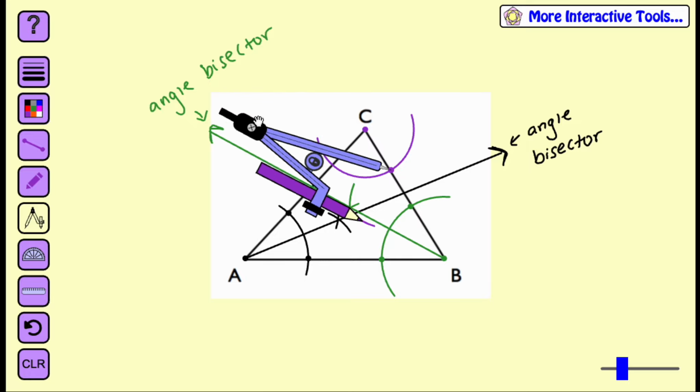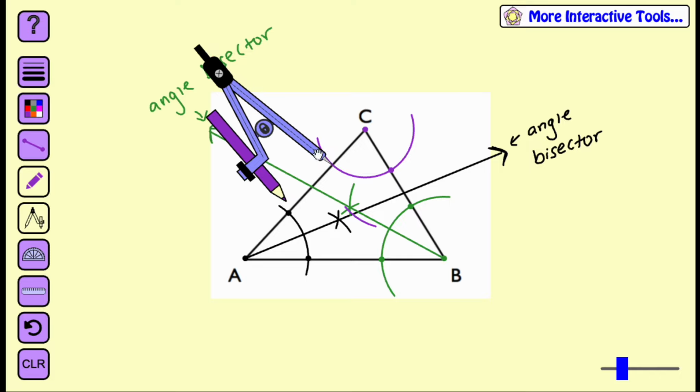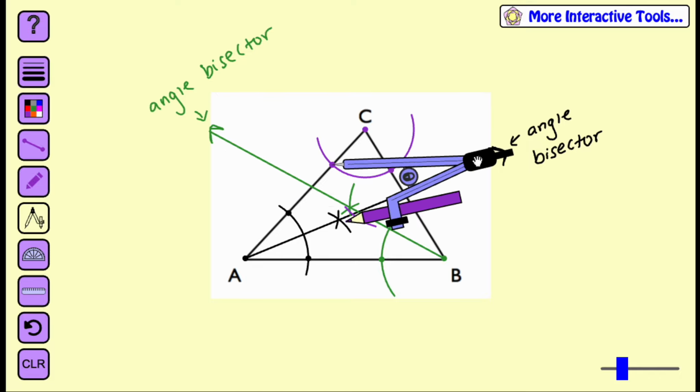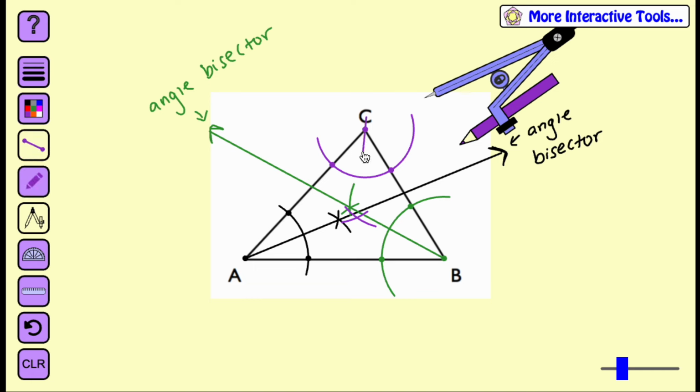And your picture might start to get messy here because a lot of stuff is going to overlap, but that is okay. You just want to go slow, make sure you're going step by step, and try not to lose yourself along the way. All right, wonderful. So there's my 3rd angle bisector.